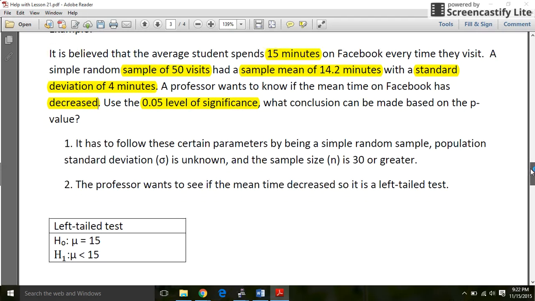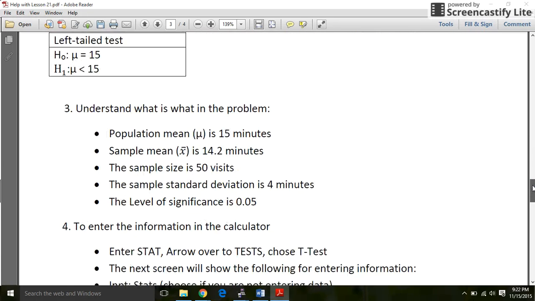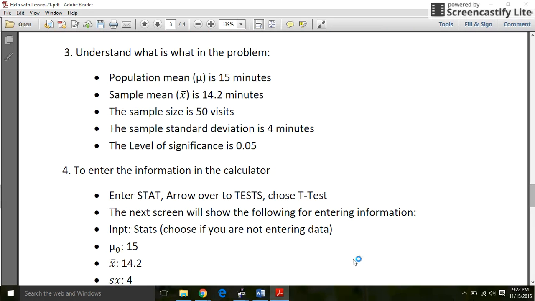So if you see down here, I have my means. So again, start with that alternative. It will make your life a lot easier. So I have H1: the mean is less than 15, because it's seeing if it's decreased. It could be 14, it could be 13. I just want to know that it's lower. My null is that the mean is equal to 15. So I'm going to keep going down, and I've gone ahead and dissected what's in the problem.